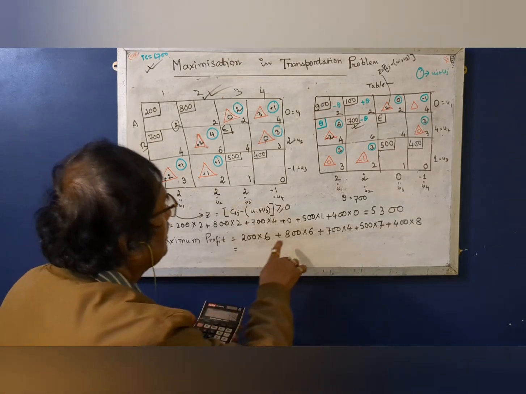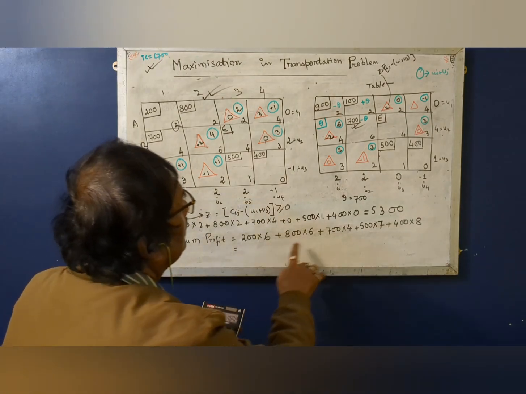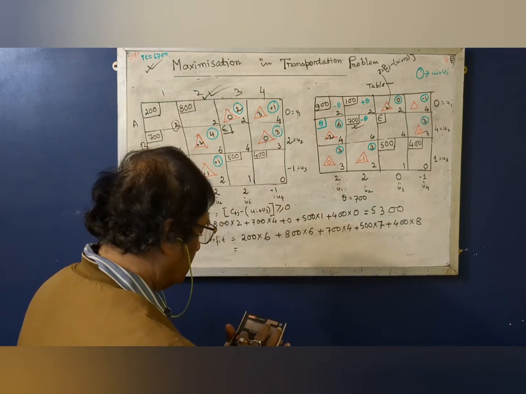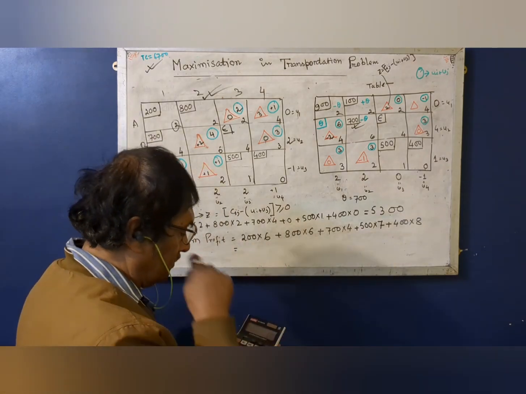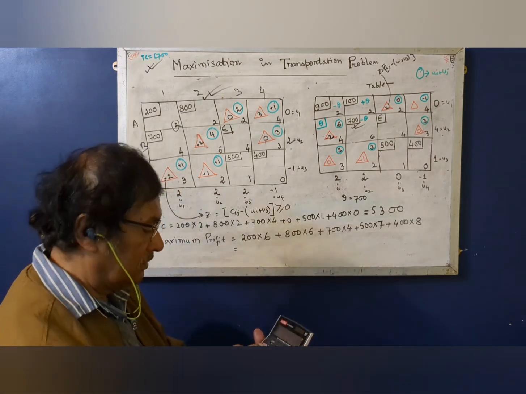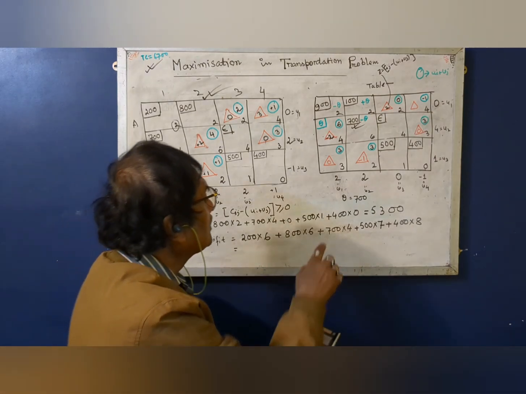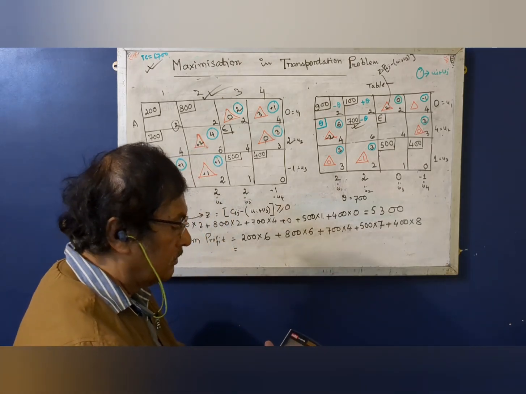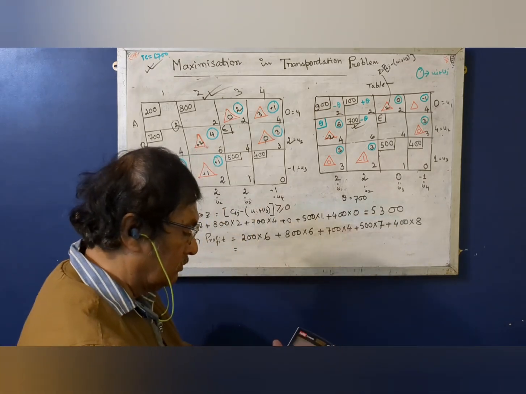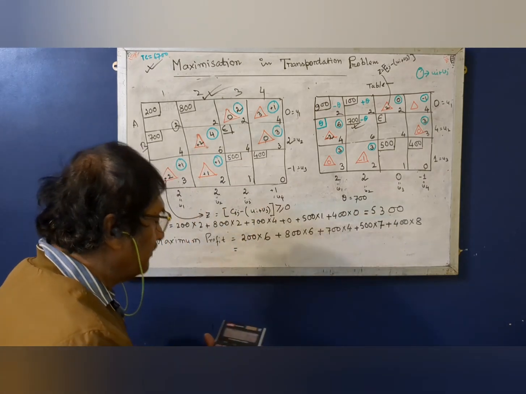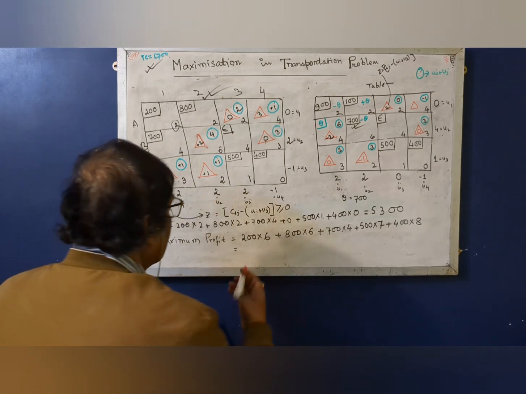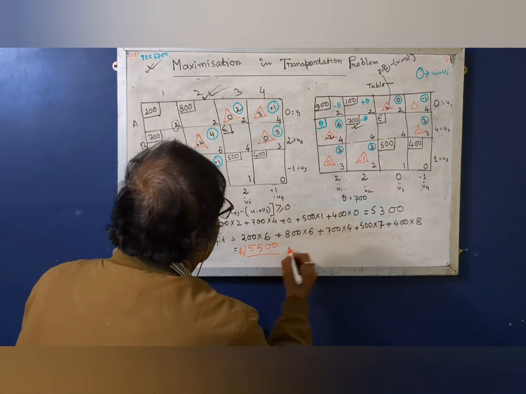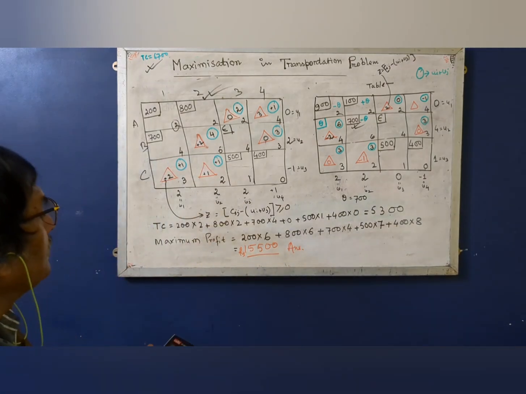1200 plus 4800 plus 2800 plus 3500 plus 3200, that is 15,500 rupees. That is your answer. The maximum profit will be this.